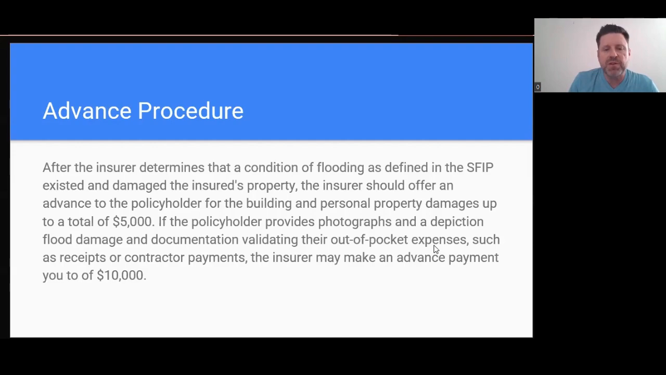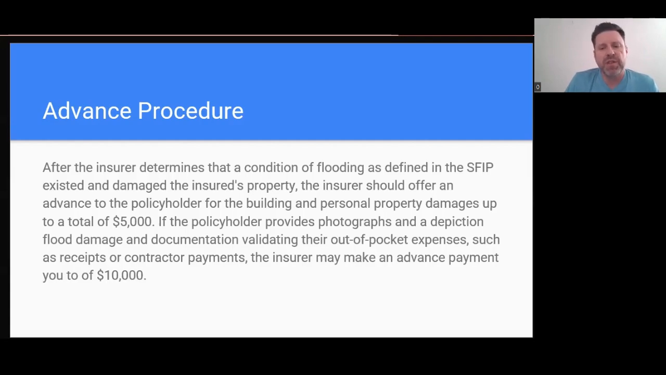Advance procedures. After the insurance company determines that a flood as defined by the Standard Flood Insurance Program existed and the damage is to the insured's property, the insurer should offer an advance of up to $5,000. If the policyholder provides photographs and a description of flood damage, and documentation validating their out-of-pocket expenditures, such as receipts, contractor payments, and other payments, you can get up to about $10,000. This is about the maximum. This is just a cash advance for out-of-pocket expenditures.